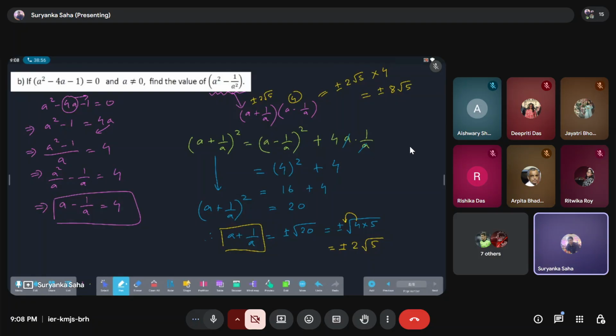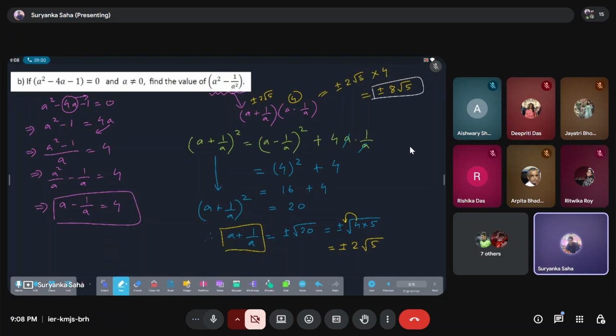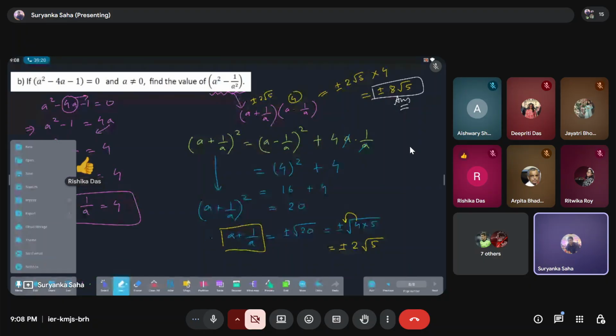Okay, I hope this is clear. This is the answer. I hope this is clear. Please let me know. Okay, any doubt up to here? Very good. Solid revision is going on. Chalo, next. Let me save the file again.